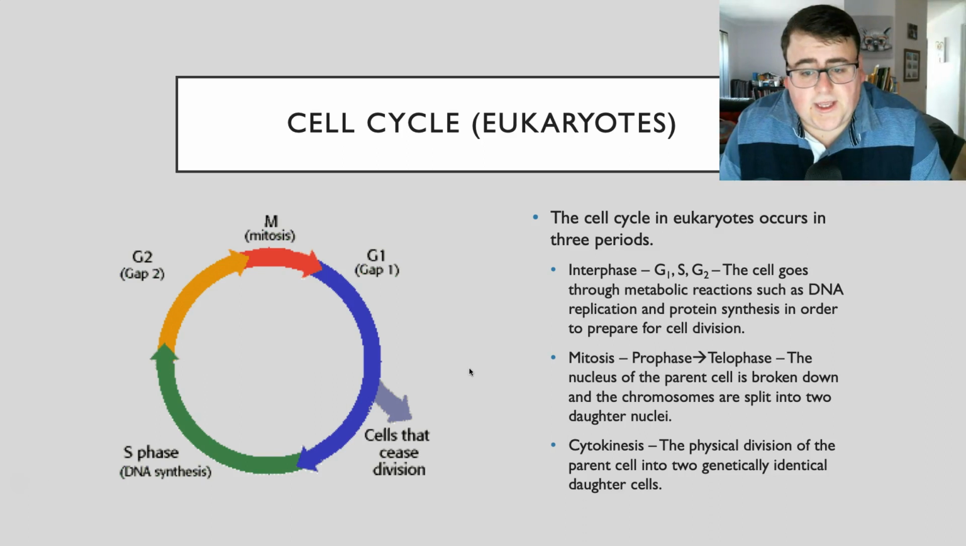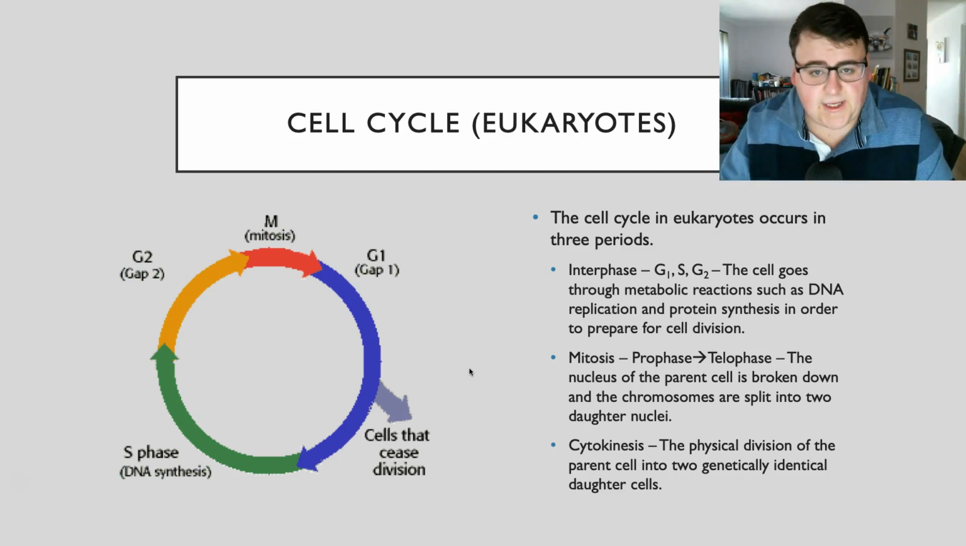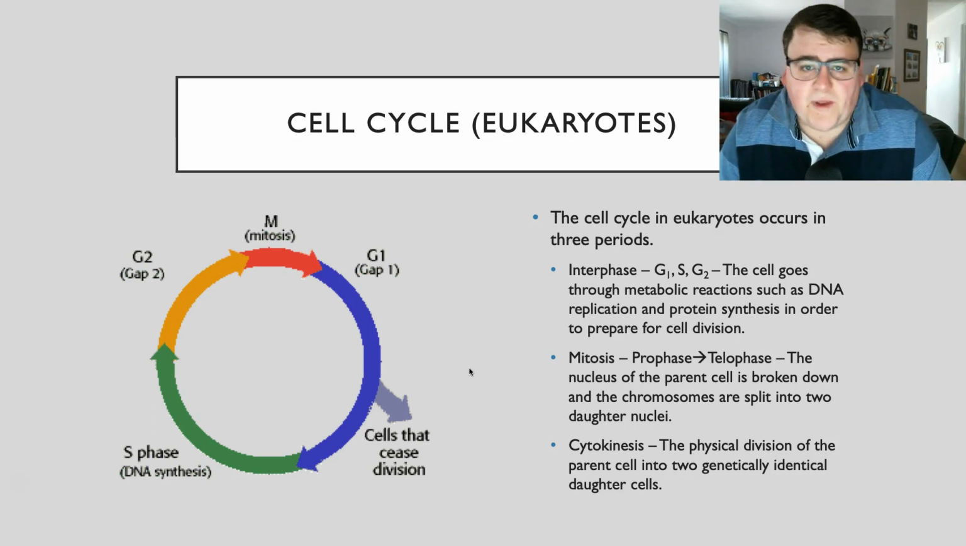So the cell cycle, again, will occur in three different periods, which is the interphase, mitosis, and cytokinesis. Interphase is by far the longest of the three stages, and it's actually broken up into three stages itself: G1, S, and G2. During this time, the cell goes through a whole lot of metabolic reactions, such as DNA replication and protein synthesis, helping the cell prepare for cell division. There'll also be a lot of growth, as you'd expect.